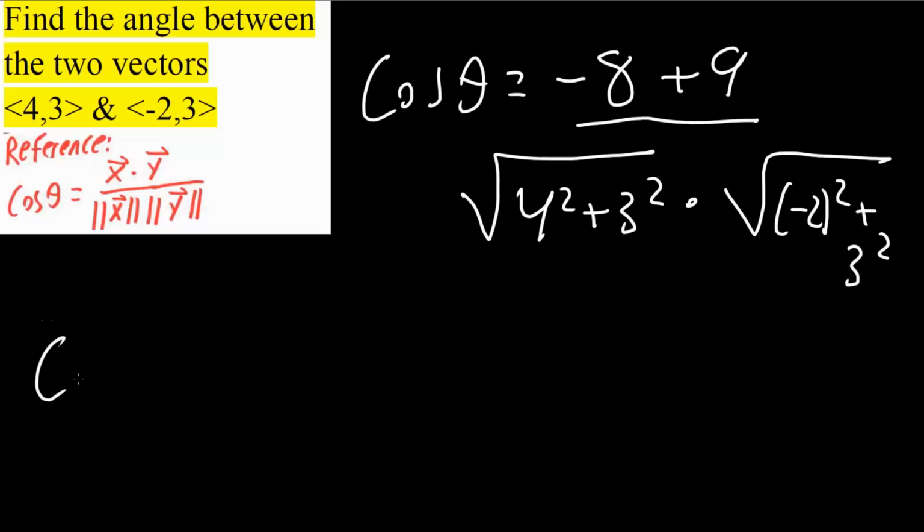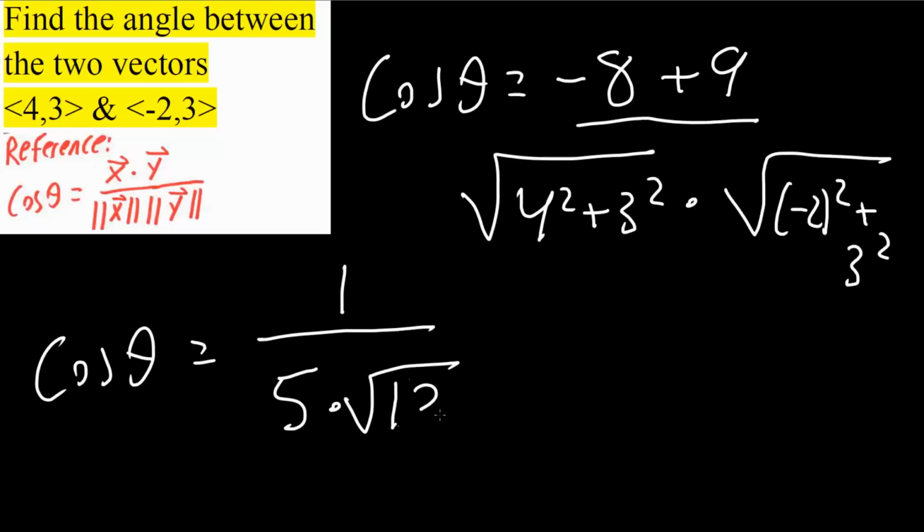And so we can say that cosine theta is equal to negative 8 plus 9 is 1, divided by 4 squared is 16 plus 9. So square root of 25. 16 plus 9 is 25, and the square root of 25 is 5. So 5 times negative 2 squared is 4, plus 3 squared is 9. 4 plus 9 is 13. So the square root of 13.